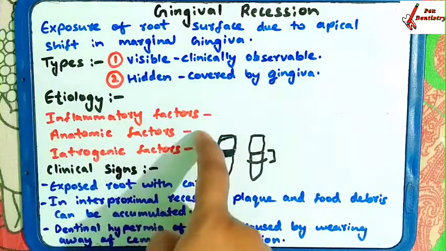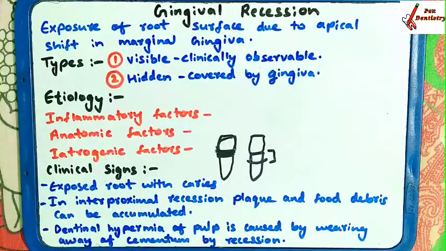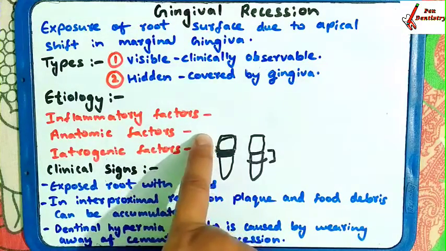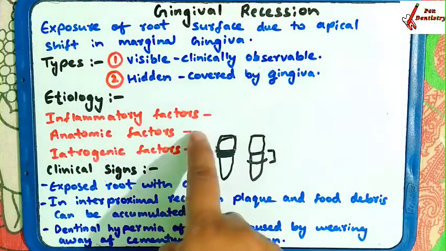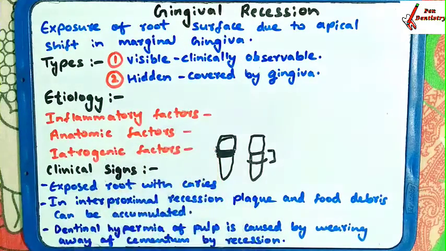Anatomic factors. What are the anatomic factors? Dehiscence, if there are abnormalities such as dehiscence, thin bone plates, or a high frenum attachment. If the frenum of the patient is attached high, or malocclusion is present, this will cause gingival recession.